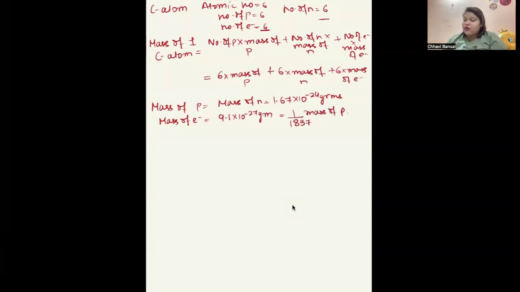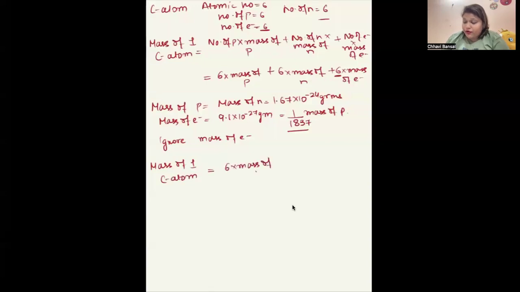Now, if you see, the number we are multiplying with electron is a very small number, right? Even if I multiply it with 6 or 100 also, this number will not add up much to the mass of an atom, right? So what we can do is we can ignore the mass of electron. So can I write, mass of one carbon atom is equal to 6 into mass of proton plus 6 into mass of neutron, right?